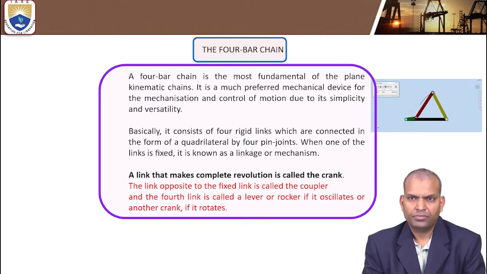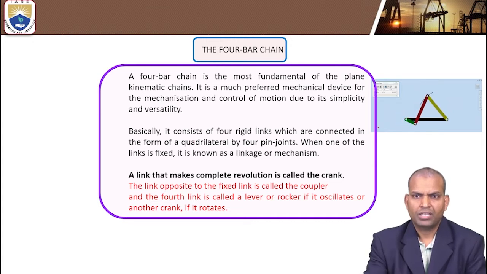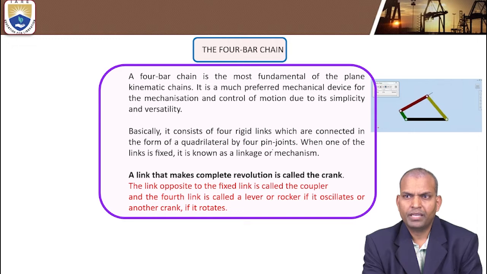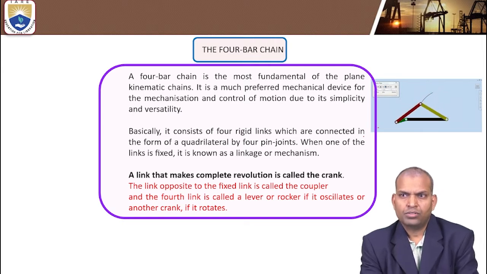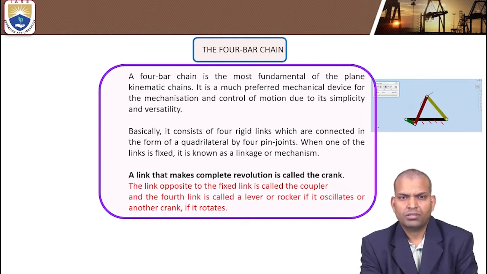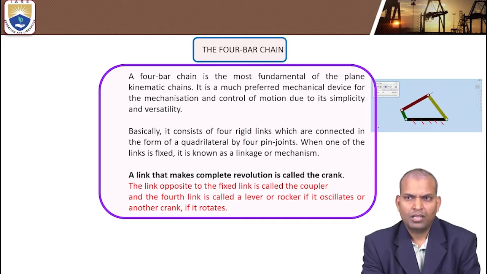It consists of 4 rigid links which are connected in the form of a quadrilateral by 4 pin joints. So these joints come under the category of lower pairs. Now, if one of the links is fixed, then it is known as a linkage or mechanism. Now it is a 4-bar linkage or 4-bar mechanism.